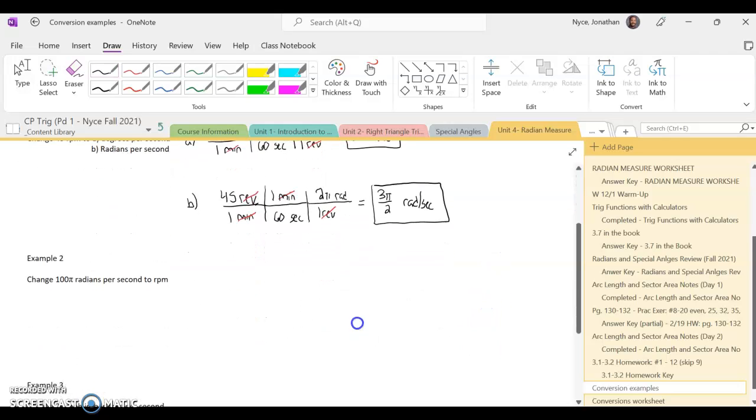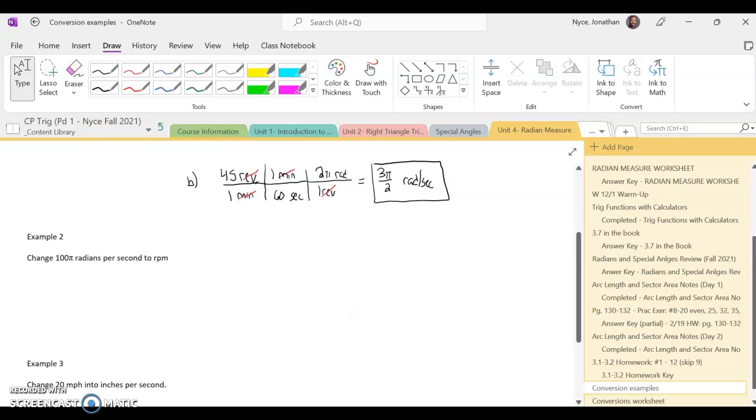Okay. For the second example, we're changing radians per second into revolutions per minute. So we're going to start with our 100 pi radians per second. We're going to make that a fraction.